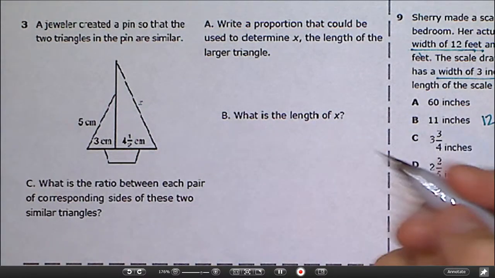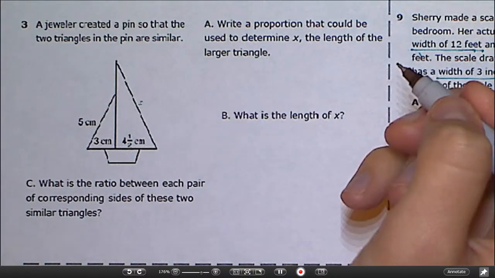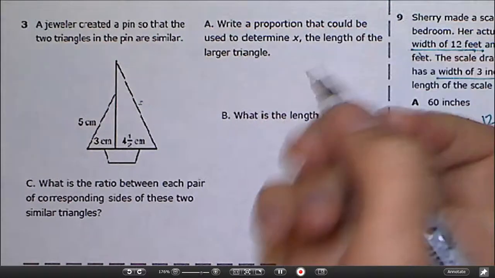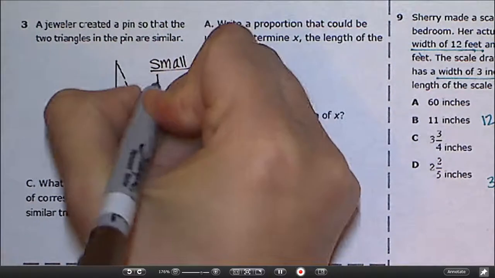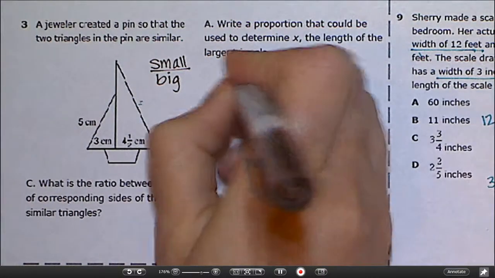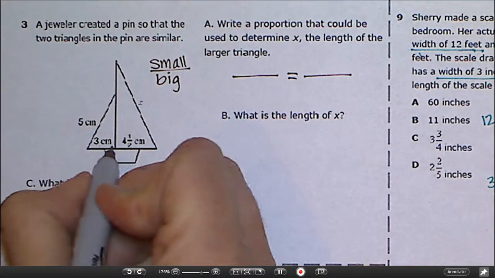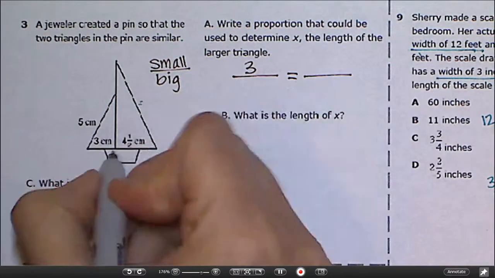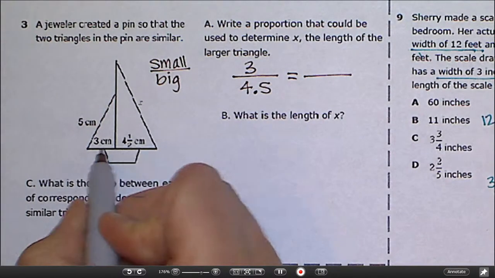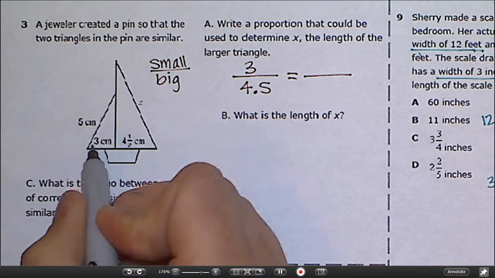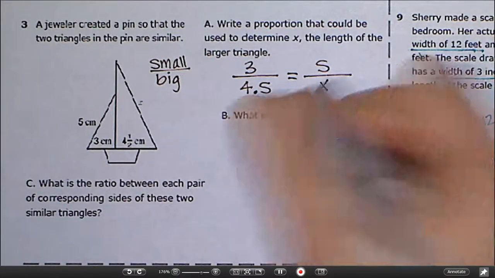Okay, so all we're doing here is writing a proportion. So the first thing we need to do, we're not going to skip the most important part, naming our ratio. I'm going to do small over big. So now I can write a proportion. Line equals line. Let's take our small, so that would be 3 over big, 4.5. So they have to be matching sides. And then our small diagonal is 5 centimeters. And our big diagonal is what we're looking for, x.